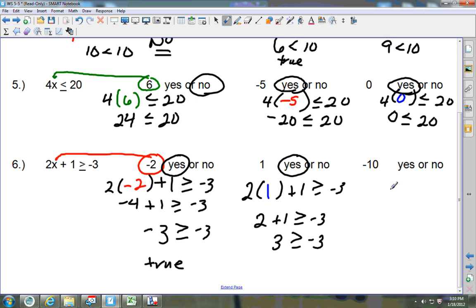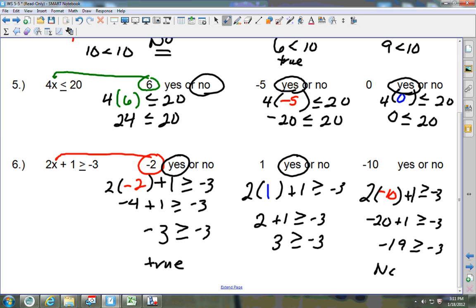Then here's our next one. Use the same inequality, 2 times x. X in this case is going to be negative 10, plus 1 greater than or equal to negative 3? Negative 20 plus 1 greater than or equal to negative 3? Is negative 19 greater than negative 3? No, it is not. It is smaller. So the answer is no.